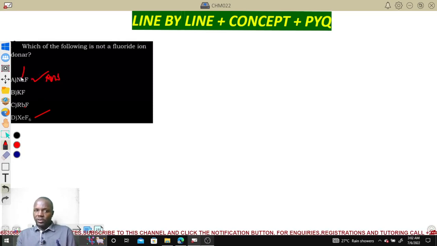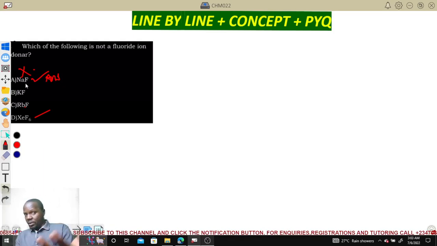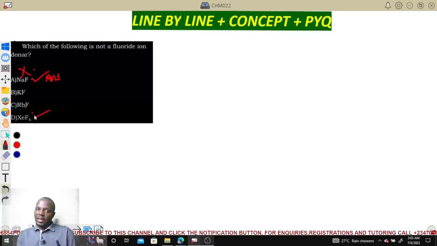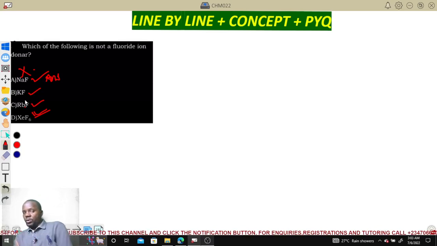Please, because this does not combine with fluorine. Now, it's combined with fluorine, but it does not donate. That is what we are talking about. It's combined with fluorine, halides. We've talked about that yesterday, don't forget. So that is the answer to the question. All these are going to release their fluorine, and others will gain.